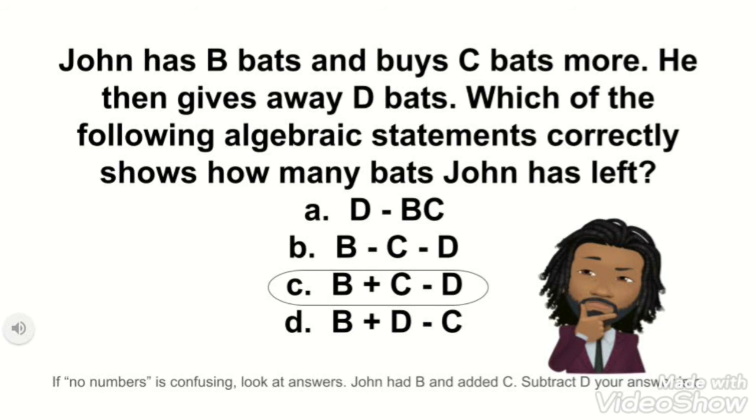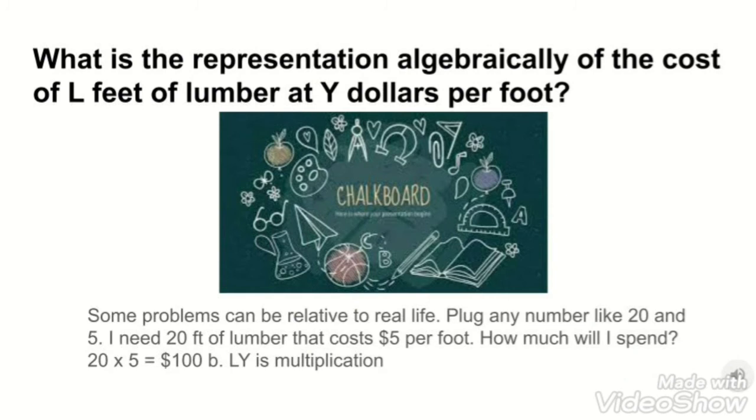If the numbers are correct, it will still come out to be the same, as long as you say a positive B, positive C, a negative D, because the D's are being taken away. The answer would still be right. And in this case, of these multiple choice answers, C would be correct. B plus C minus D. On to the next slide.